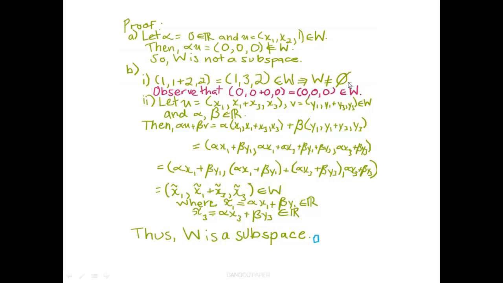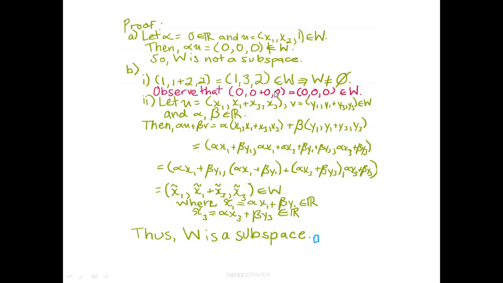Therefore, W is nonempty. So to prove that first condition, the condition that W is nonempty, you have to construct an example. You have to construct an element in W, an element that is clearly in W. Most texts would actually use the 0 vector as the element in W. It's usually much easier to verify using the 0 vector.